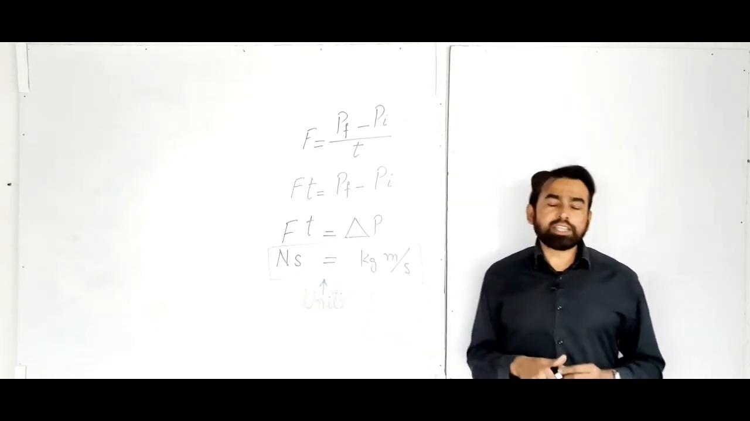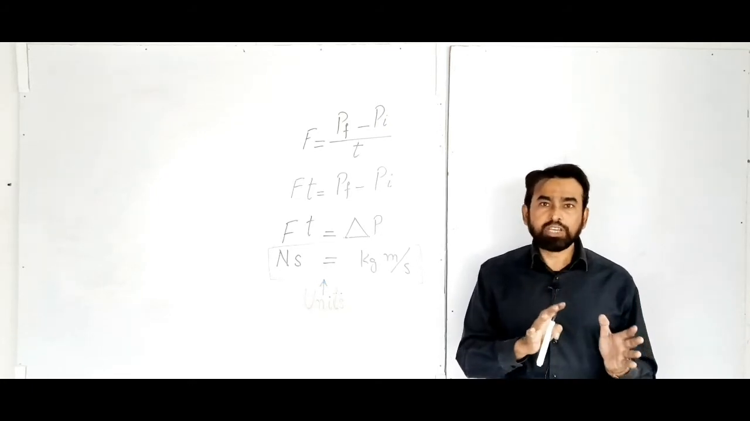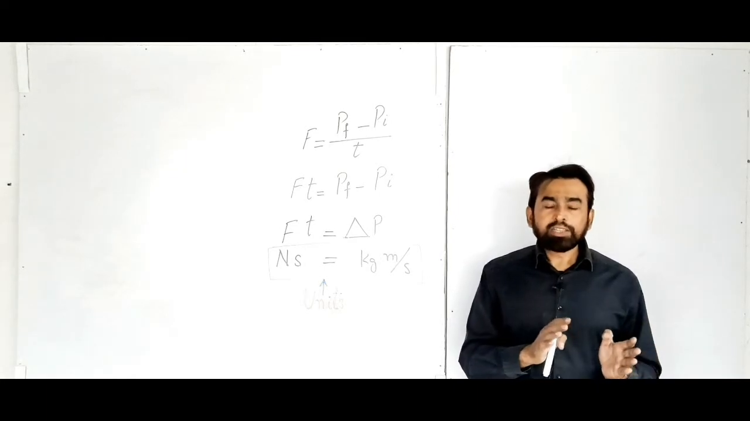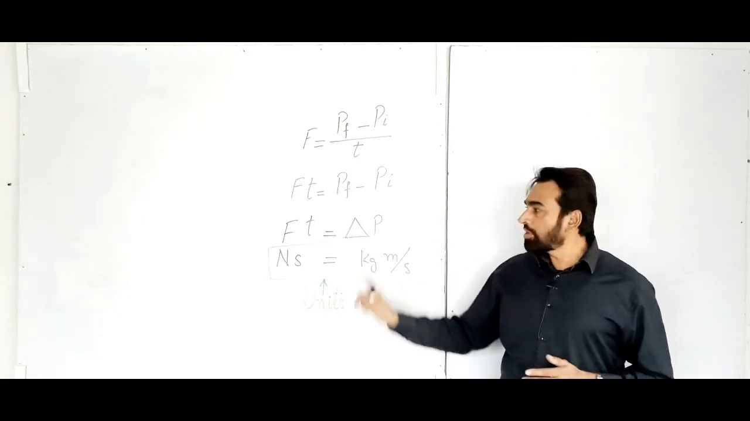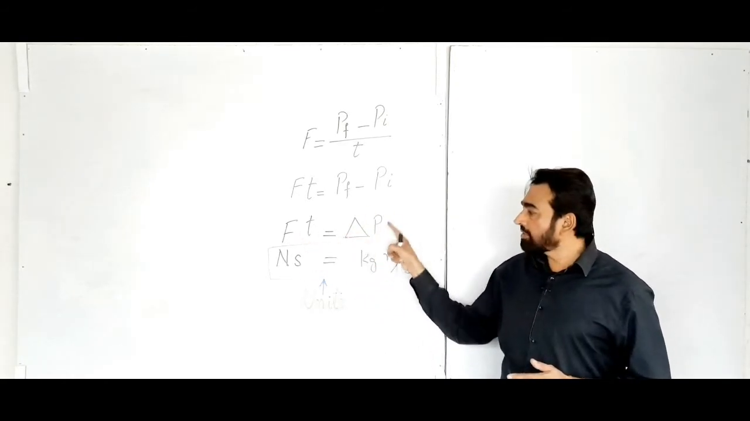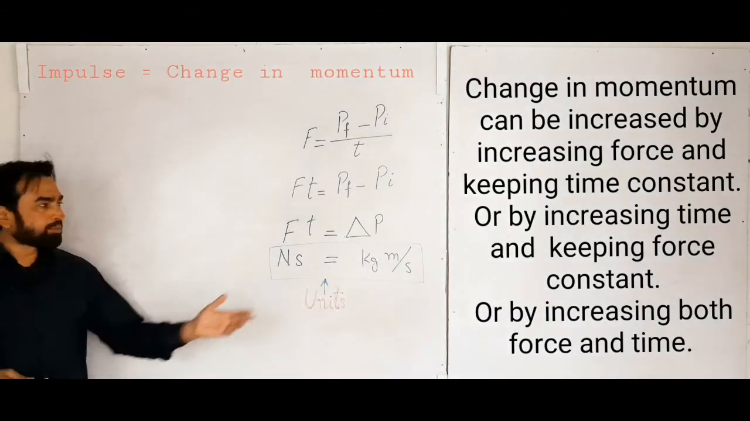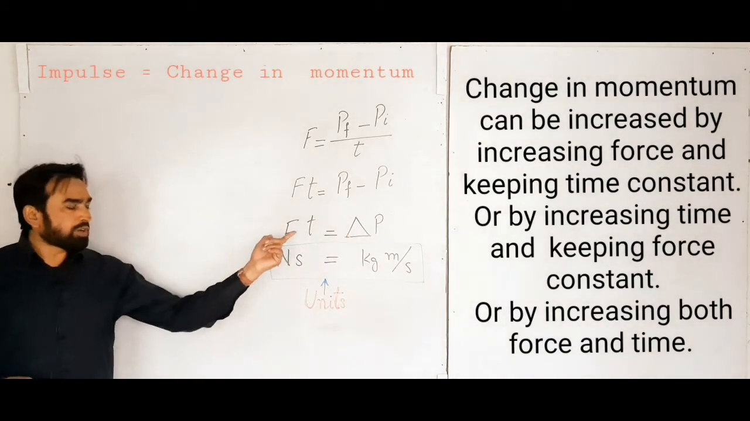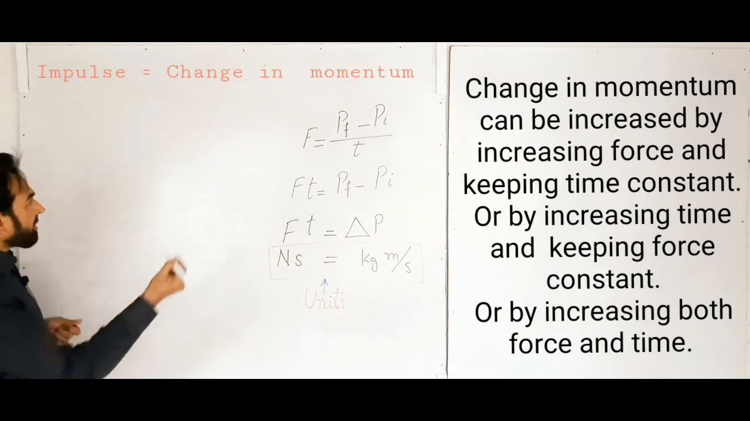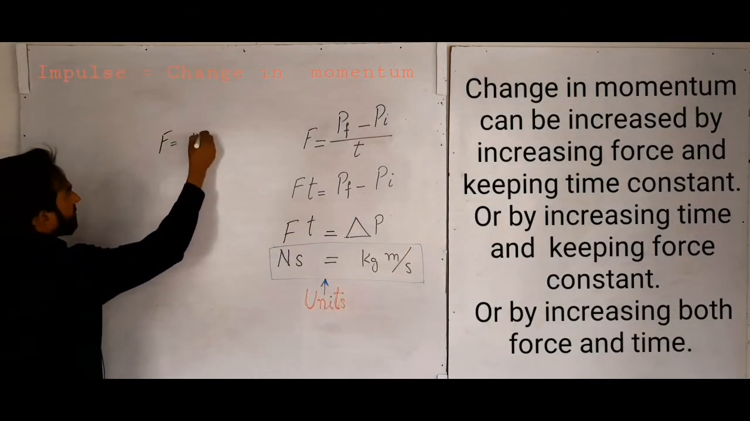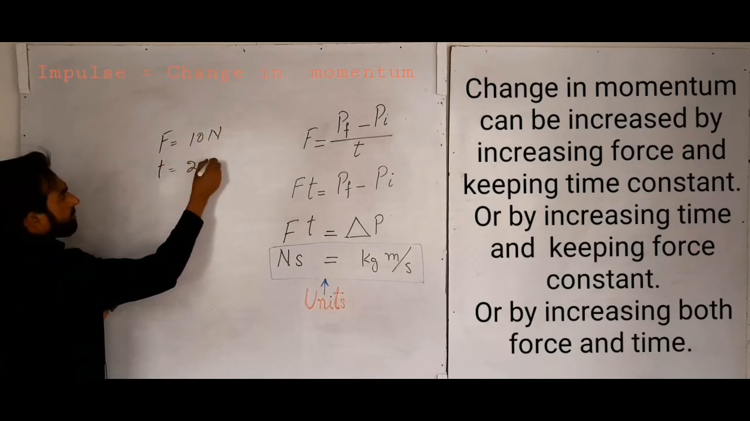Now another very important thing which you must understand is that whenever you want to bring a change in the momentum of the body, you can change either of two factors, the force or the time, because from this formula you can see that the change in momentum depends upon these two factors. For example, if you have a force equal to 10 Newton and this force is acting on the body for a time equal to 2 seconds.